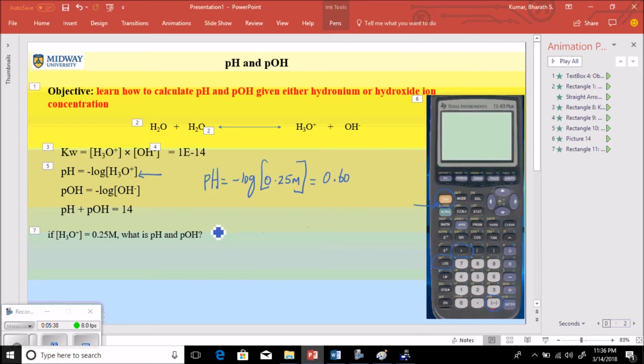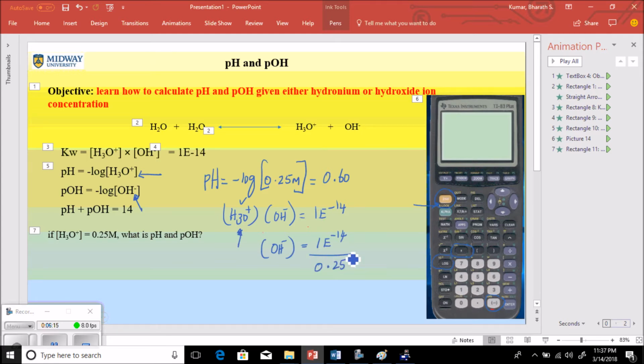Now the question is, how do we find pOH? To find pOH, you need OH minus, which means we have to use this equation to get it. We know H3O plus times OH minus equals 1e to the negative 14. We know this value right here, so we can just get this. All you need to do is OH minus equals 1e to the negative 14 divided by H3O plus, which is 0.25. I will have to give you the 1e to the negative 14, otherwise it's impossible to do any of these problems.